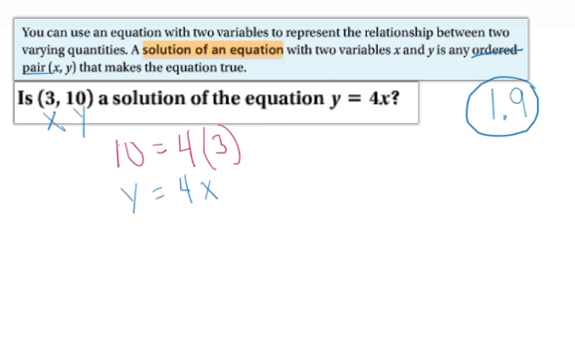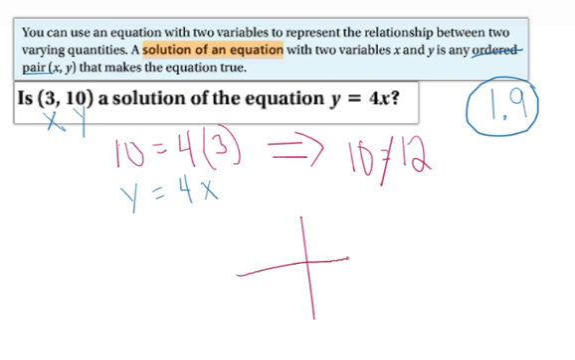Moving forward on solving our equation, we get 10 equals 4 times 3, which is 12. Is this a true statement? No. So is (3, 10) a solution of the equation? No, it's not. In fact, y = 4x is some sort of line.